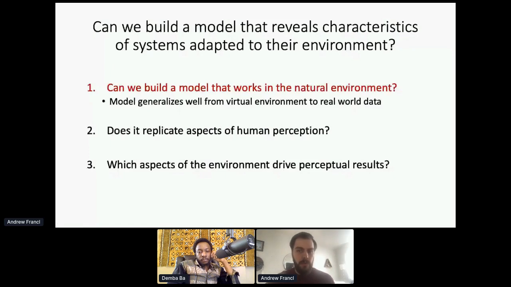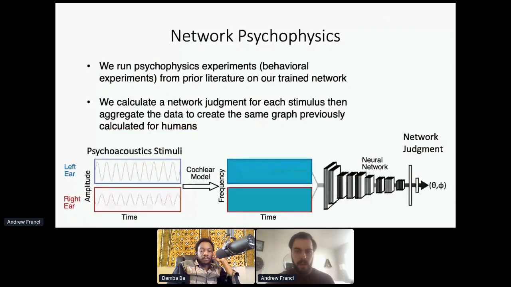However, its accurate performance on real world stimuli doesn't necessarily mean it's using a similar localization strategy as humans. So next we ask if this model is adequately constrained to mirror aspects of human perception. And to test this, we're going to run psychophysics experiments, or behavioral experiments, from the prior literature on our trained model. Specifically, we reproduce the stimuli from the original papers and then calculate the network judgment for each of these stimuli. We then aggregate the data to create the same graph previously calculated for humans. It's also worth noting that at this point, the network weights are frozen, so no learning or fitting to the human data at all is occurring.